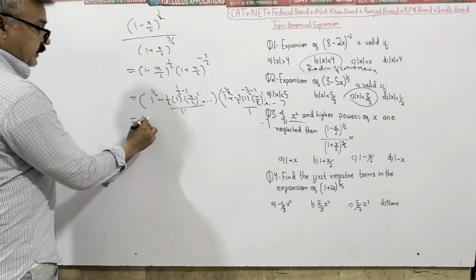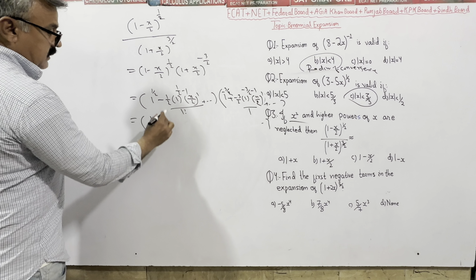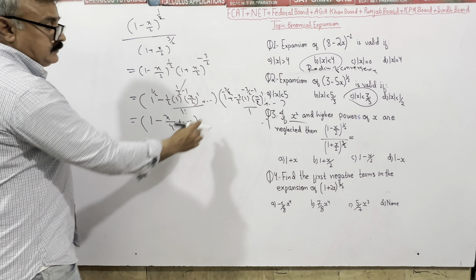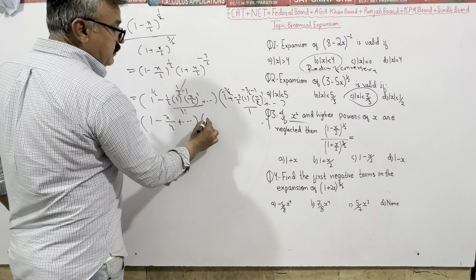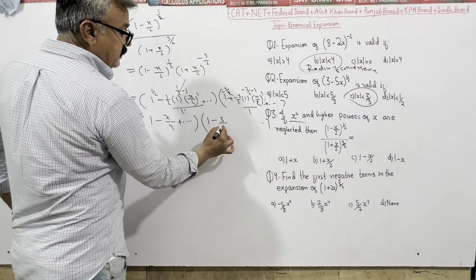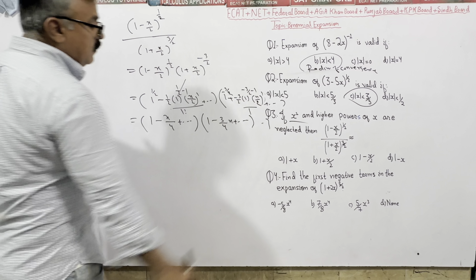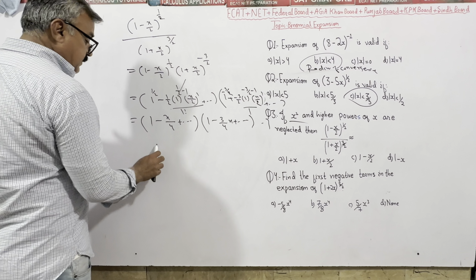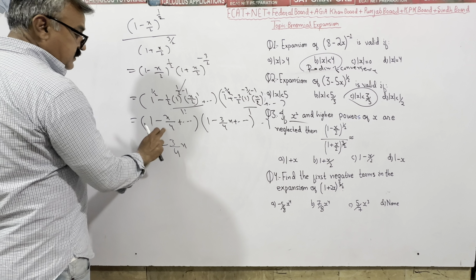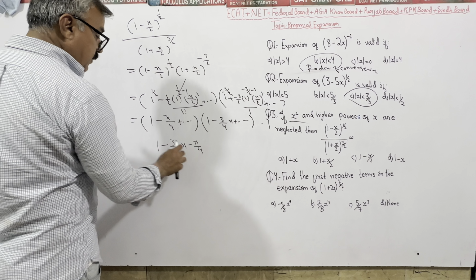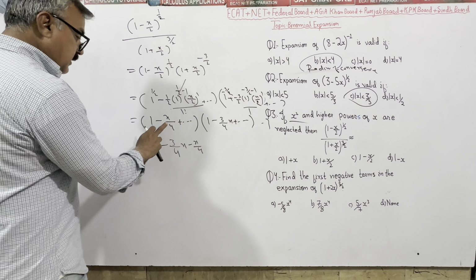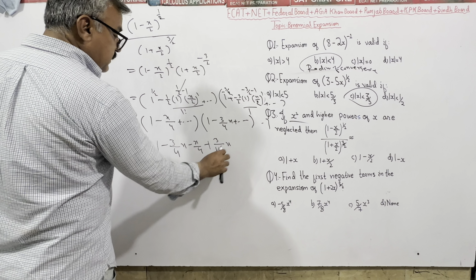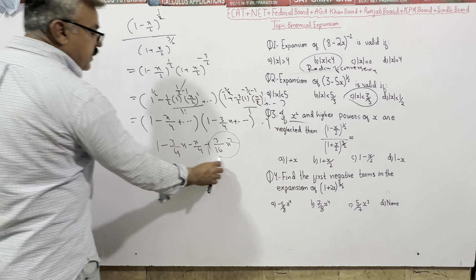So it can be written as 1 minus 1 over 2 into x over 2, that is x over 4, and so on. What about this? 1 minus 3 over 2 into x over 2, that is 3x over 4, and so on. We are omitting the higher powers of x. Now simply multiply 1 with both terms, it becomes 1 minus 3 over 4 x. What about this? Minus x over 4. Then x over 4 into minus 3 over 4, minus 3 over 16 x square. We have to omit higher powers of x.